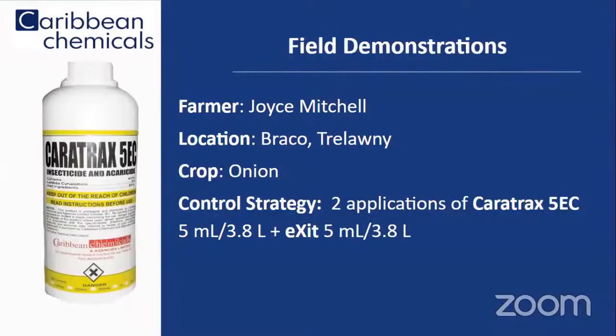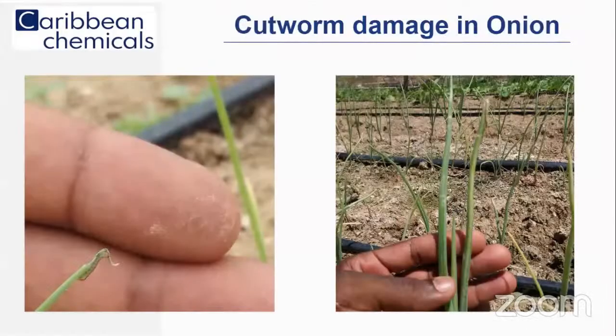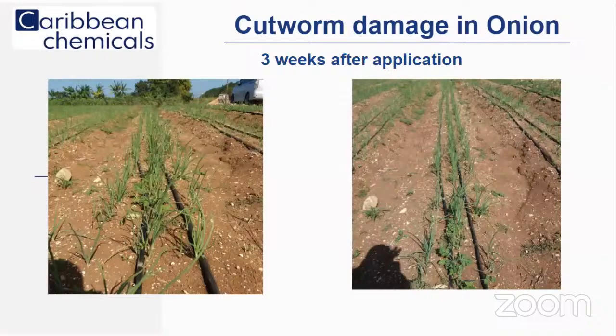We also did a demonstration in Braco in onion with the Karatrax, with two applications of Karatrax. Karatrax has a mixing rate of half to 1 teaspoon per gallon, but we used it at 5 mL, which is the highest rate of application, to control the beet armyworm in onion in Braco, Trelawny. And as you see here, we used it with an exit at 5 mL per gallon. You can see the worms there, beet armyworm in the onion. And those are some pictures of the farm showing the effectiveness of the Karatrax controlling the worms in the onion field 3 weeks after application.